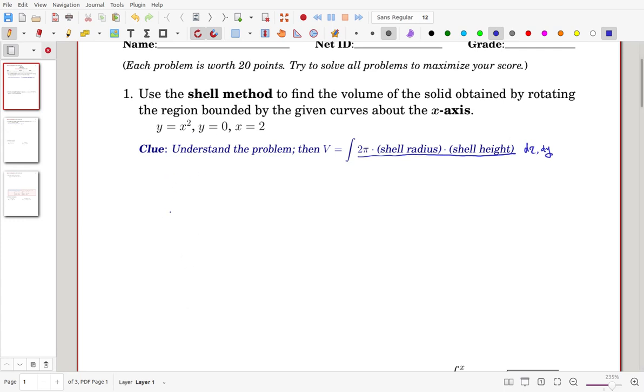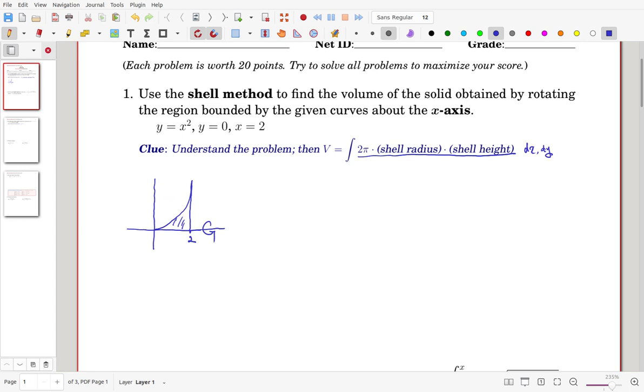Now let's try to understand the problem. Here we have a coordinate axis, and y equals x squared. And here y equals 0 is the x-axis, and x equals 2. So the region bounded by these 3 curves is rotated about the x-axis. Now we want to find the volume of the solid by using the shell method.